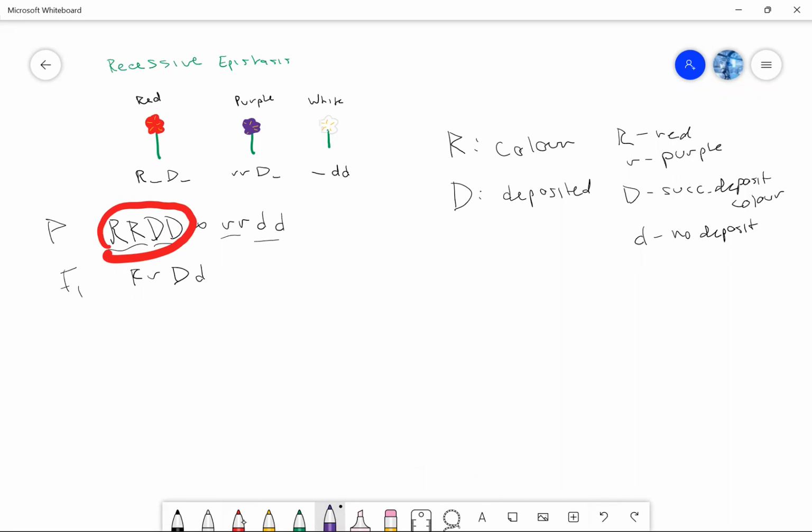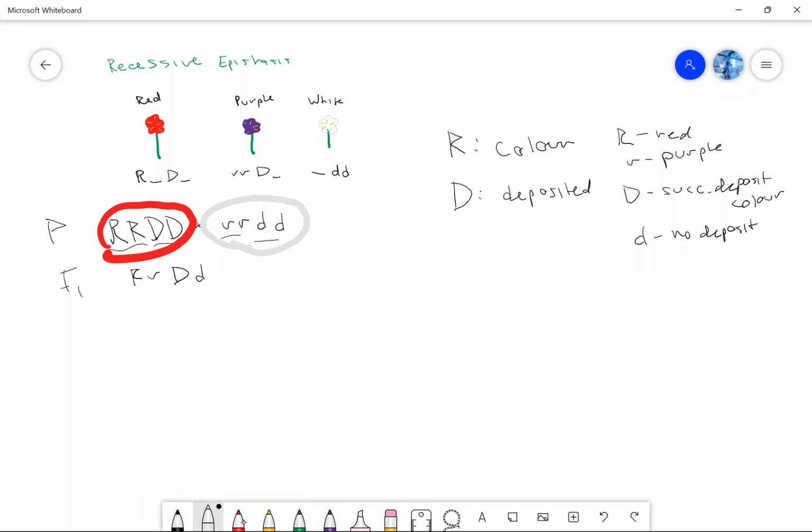Okay. And we have this individual. Let's look at the epistatic locus first, and we see that it is homozygous recessive at the deposition locus, which means no pigment is going to be deposited. So no pigment means that this individual is going to be white. It's going to have white petals.